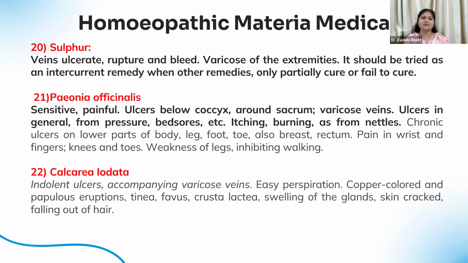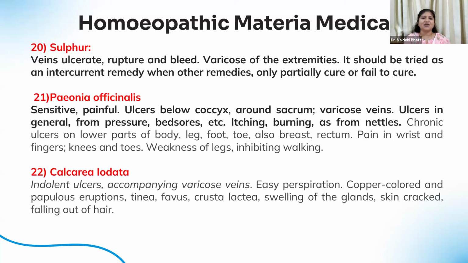Then Paeonia, as we know, Paeonia is a very good medicine for the development of piles. Ultimately, there will be an increase in portal hypertension. So this condition will lead to increase in pressure in the lower leg. So in Paeonia, there will be sensitivity, fullness, ulcers below the coccyx and sacrum, burning pain, itching, like Nuttall's chronic ulcer. Lower body parts are very much affected in Paeonia, with pain in the wrist and fingers, knees and toes, weakness of the legs, and it will lead to inhibited walking.